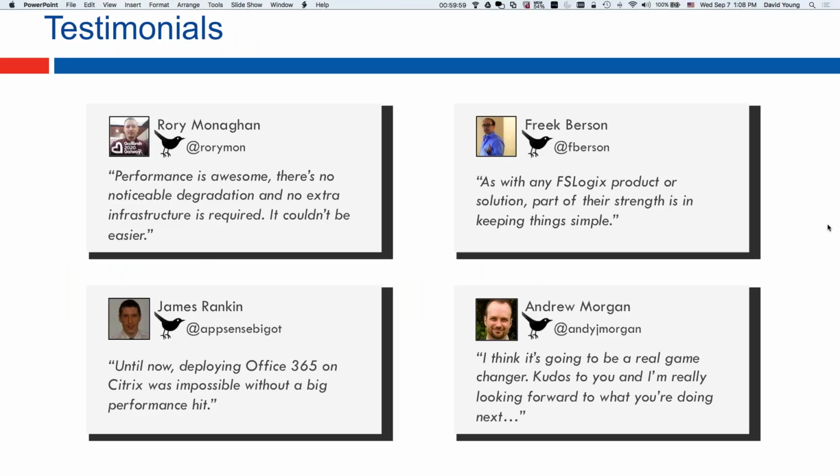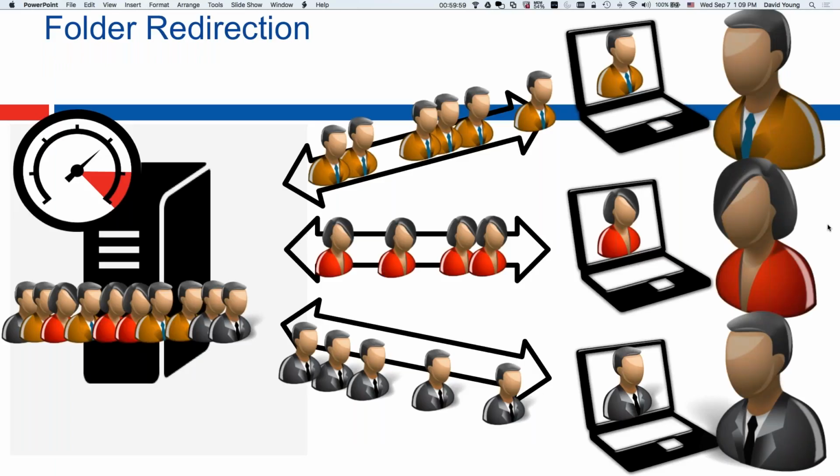But one of the quotes I want to point out is by our friend James Rankin, who said until now deploying Office 365 on Citrix was impossible without a big performance hit. That impossibility lies in the fact that Office 365 requires an OST file. Most of you may know that, so they want Exchange in a cached Exchange mode. And Dave, I'm going to turn it over to you, but you basically can't do that using folder redirection.